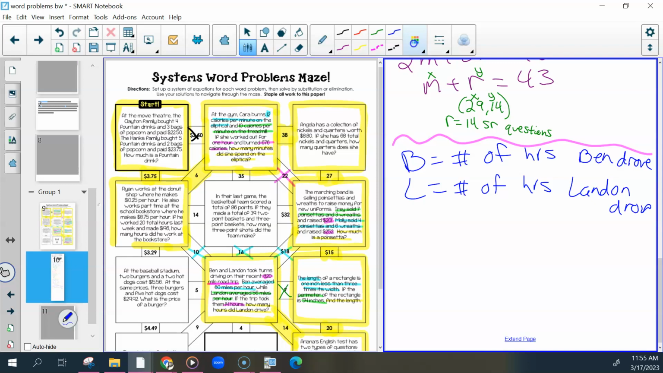Alright, and then let's set up our equations. Anyone want to take a guess what they might be? Victoria? 60B plus 56 equals 800. Okay, that's 1. And what would the other be?